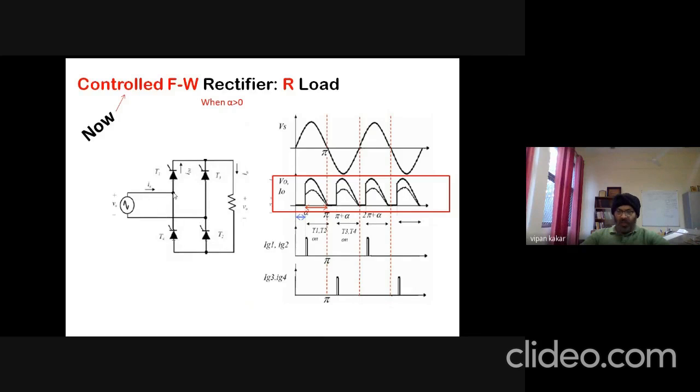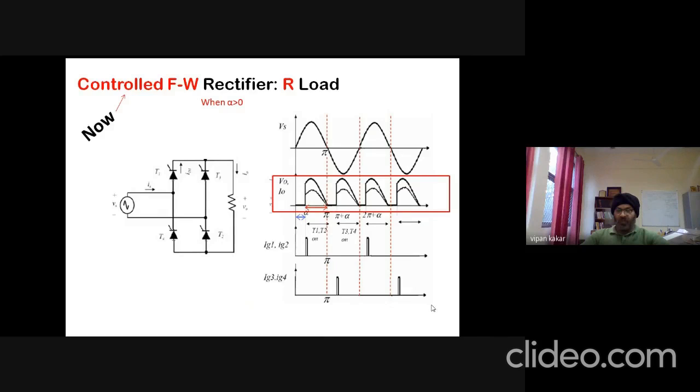At angle alpha, T1 and T2 are triggered, they turn on, and the load current starts to flow. And now due to the flow of this load current, we have a voltage drop or voltage at the load, which is shown by this waveform. So the current starts to flow and the voltage also starts to develop at the output. So we have a clipped output from 0 to alpha.